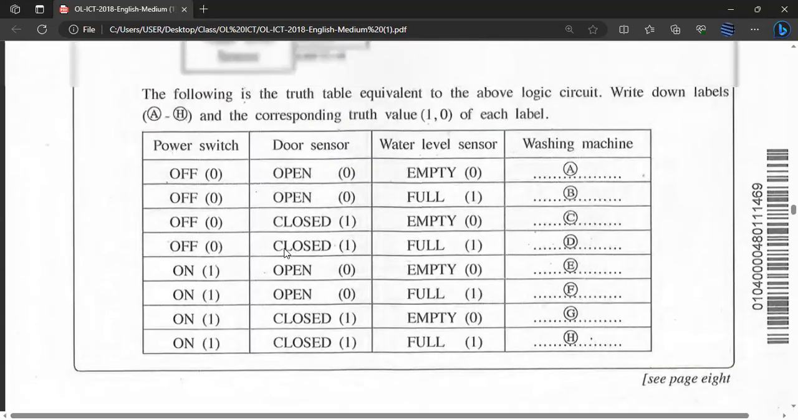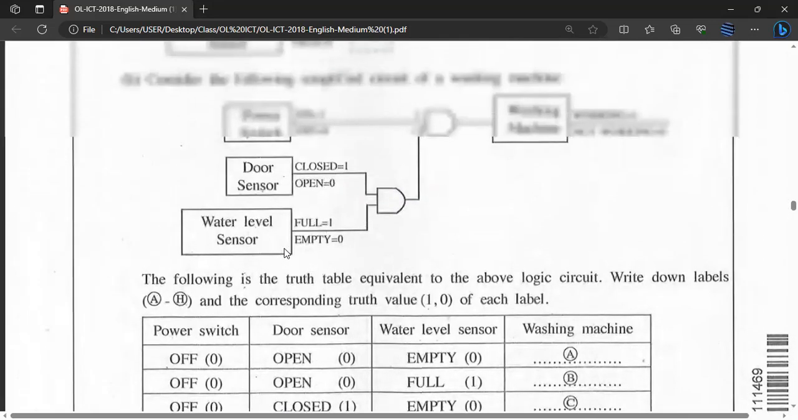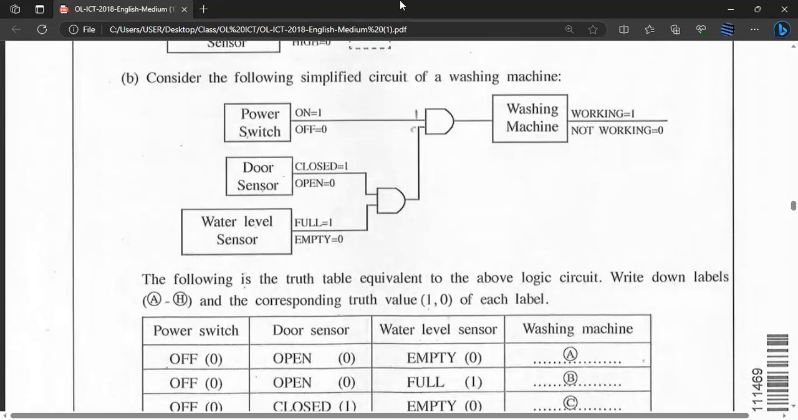Last one. Power switch is 1, door sensor is 1, water level sensor is 1. Therefore, the washing machine will be working. So here the inputs are 1, 1. So 1 AND 1 means 1 into 1, which is 1, and 1 into 1 again gives 1. So the washing machine will be working.